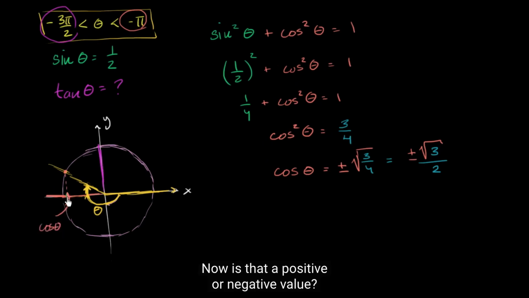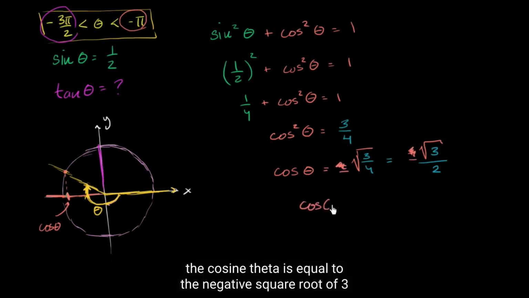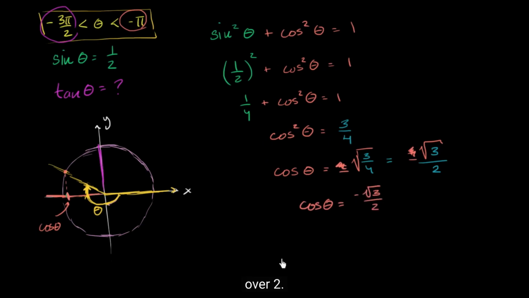Now, is that a positive or negative value? Well, it's clearly a negative value. So for the sake of this example, our cosine theta is not the positive one, it is the negative one. So we can write that cosine theta is equal to the negative square root of 3 over 2. So we figured out cosine theta, but we still have to figure out tangent of theta.